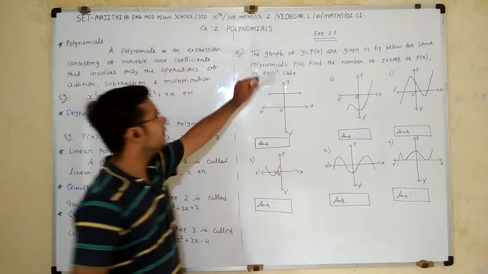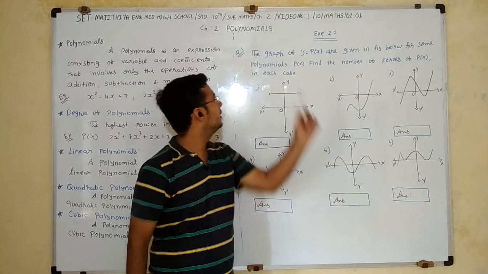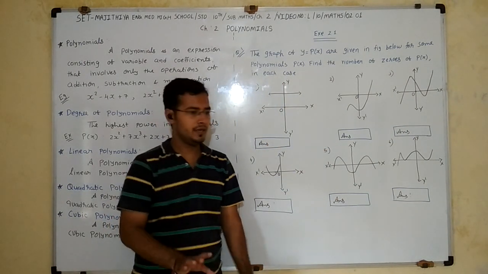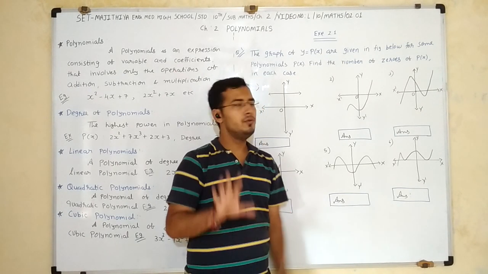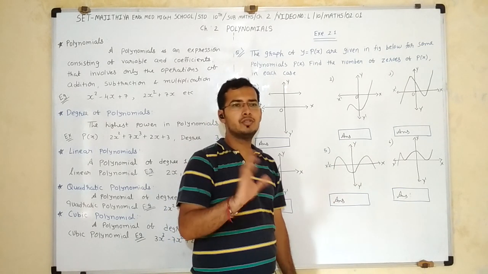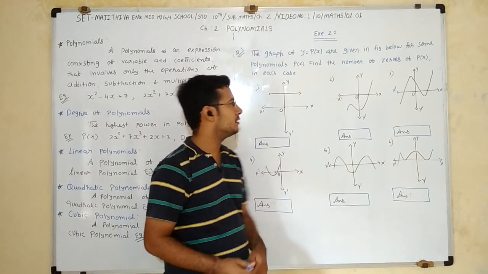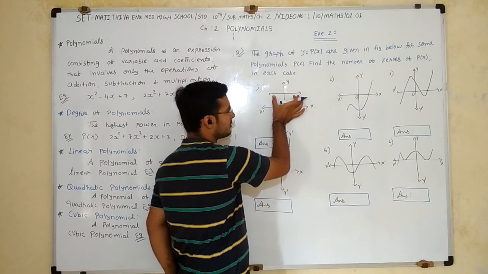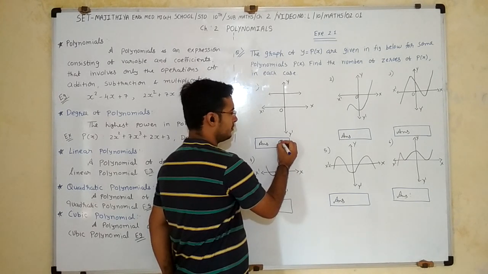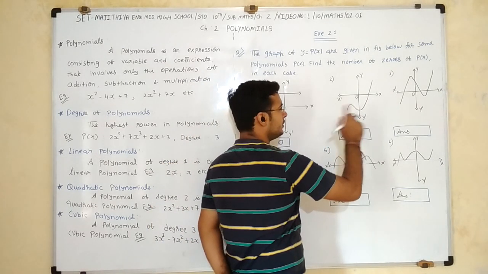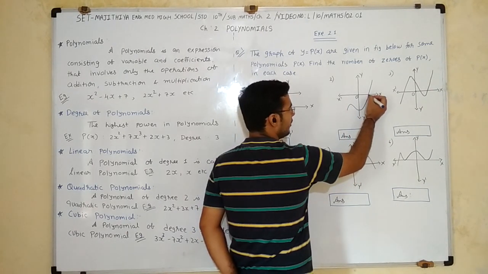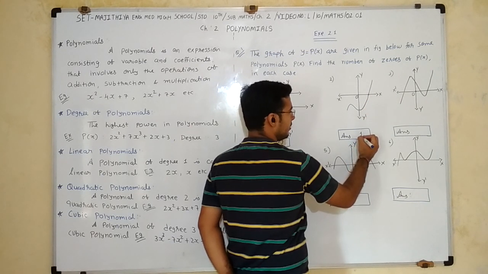The graphs of y is equal to p of x are given in the figure below. We have to find the number of zeros of p of x in each case. So the first rule is you have to check how many times your graph or curve touches the x axis. So that is your answer. First of all, students, check this line. How many times does it touch the x axis? It is 0, so the answer is 0. For this, you have to check only the x axis. It is for y, so do not take that here. Only one time, so the answer is 1.